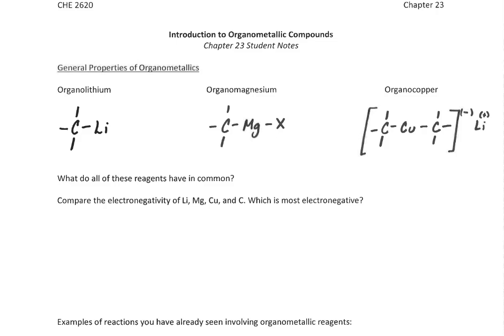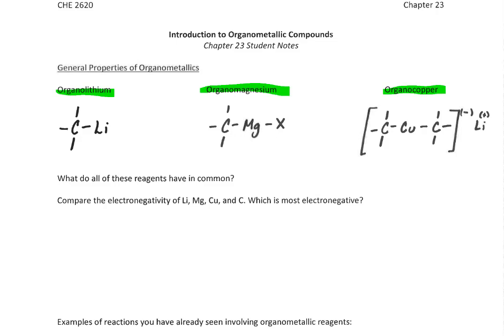In this video, we're going to look at Chapter 23, which is organometallic compounds. These compounds you've already seen before. You have already seen Grignard reagents, which are organomagnesium, and Gilman reagents, which are organocopper. We've spoken briefly about organolithium reagents as very dangerous and very strong bases.